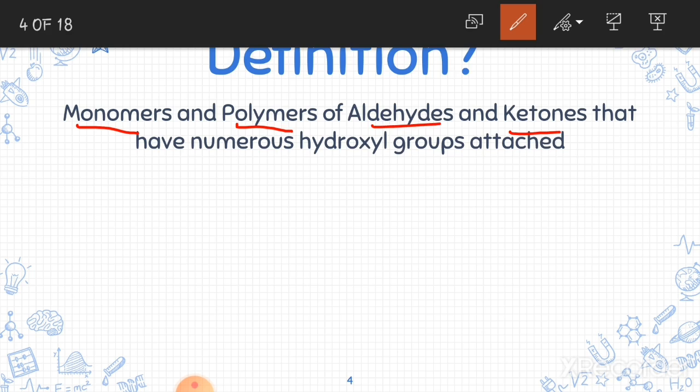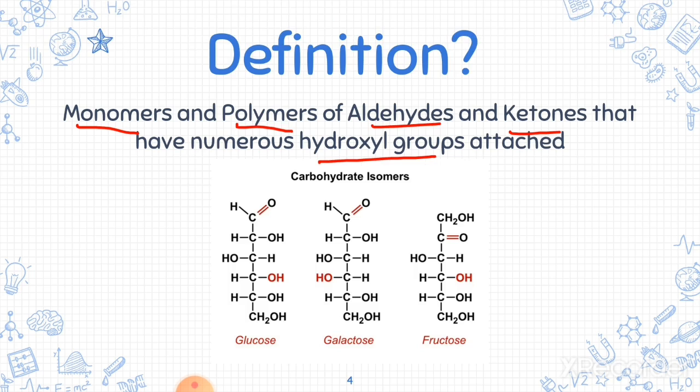And along with this aldehyde and ketonic group, there is another group present in them, which is the hydroxyl group, and there is more than one hydroxyl group present in the carbohydrates generally. These are some of the simplest examples of the carbohydrates that occur in nature.